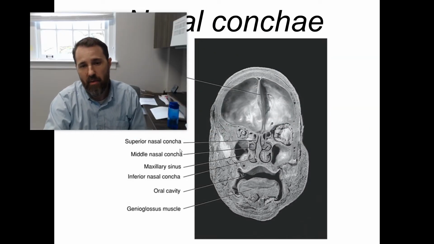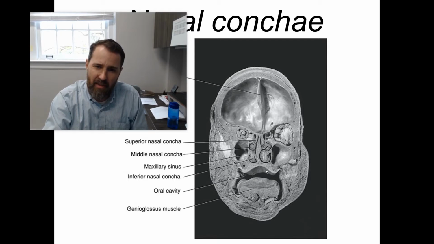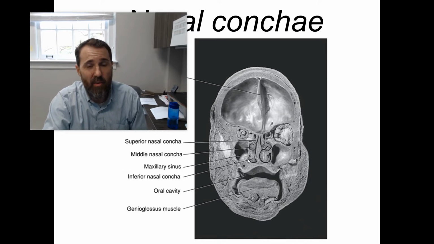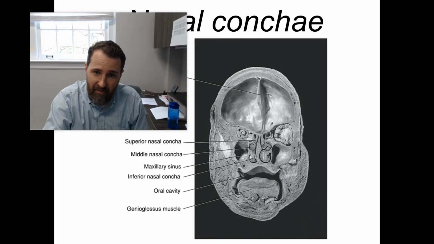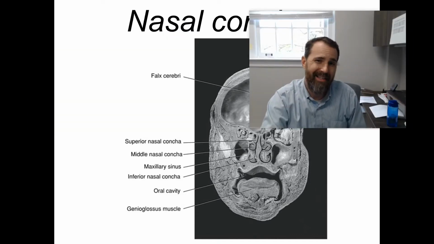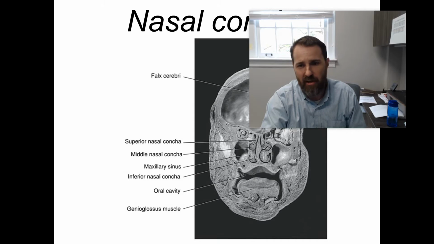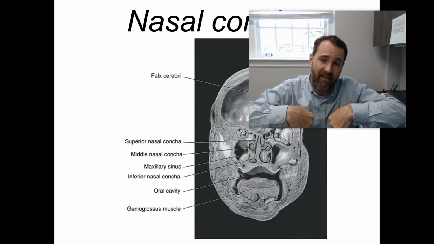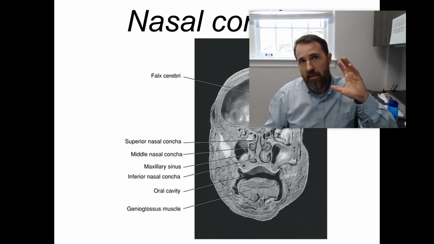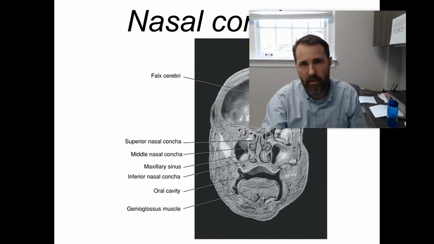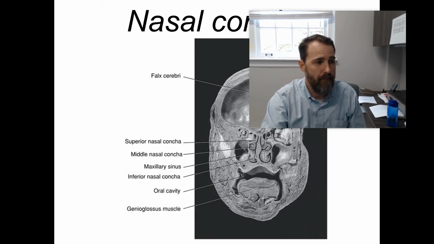Here we have a coronal slice of a cadaver head. So you can see how little space there actually is within the nasal cavity because the inferior, the middle, and the superior nasal conchae take up so much space there. Whereas the inferior nasal concha curls off of the medial edges of the maxilla, the superior and middle are part of the ethmoid bone, which we're going to cover here in a minute.